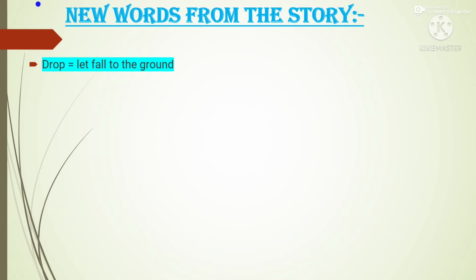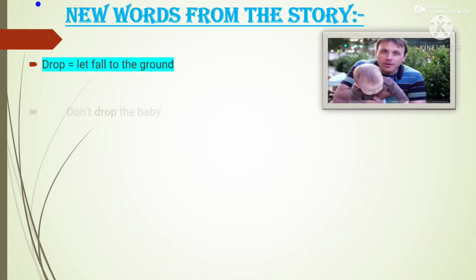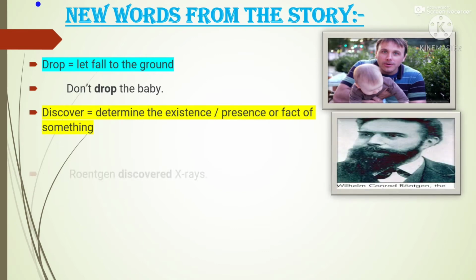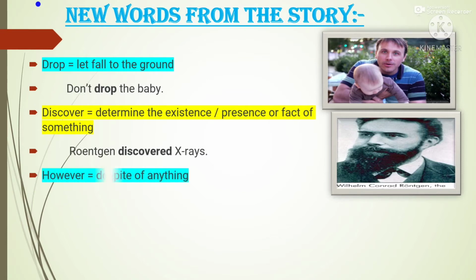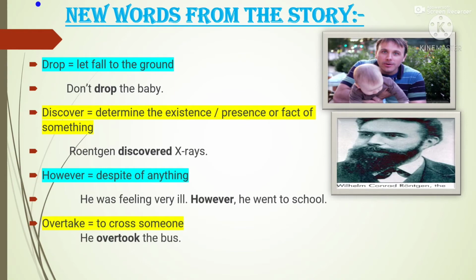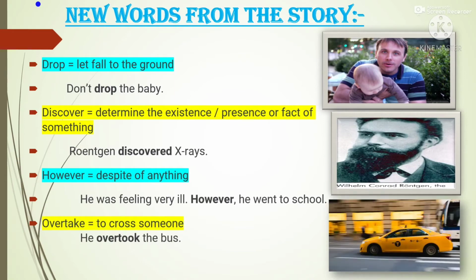Next, drop means let fall to the ground. Okay, don't drop the baby. Discover means determine the existence or presence or fact of something. जैसे कि Röntgen discovered X-rays. Okay. However means despite anything. He was feeling very ill. However, he went to school. Overtake means to cross someone. He overtook the bus. Okay.